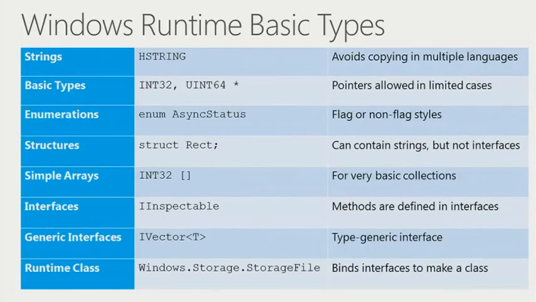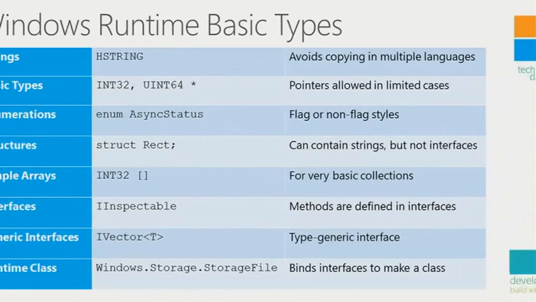So now everyone who actually uses, for example, C++ can have those statically typed vectors that actually also work across boundaries. An IVector will be projected into an array in JavaScript, and into an IList in the CLR. So that's an overview of the basic types.